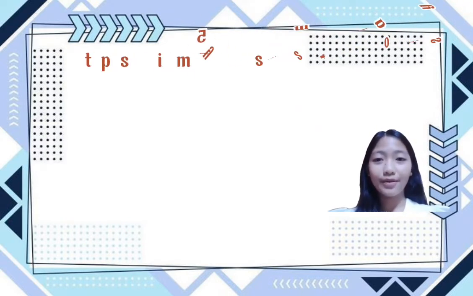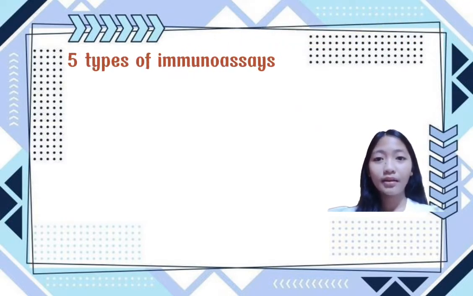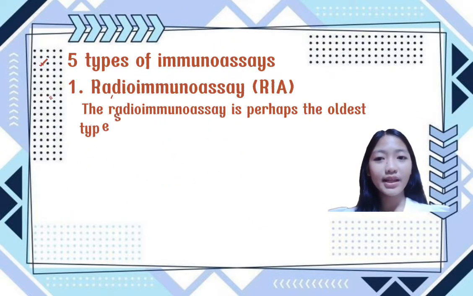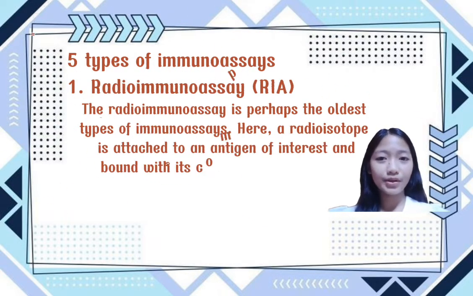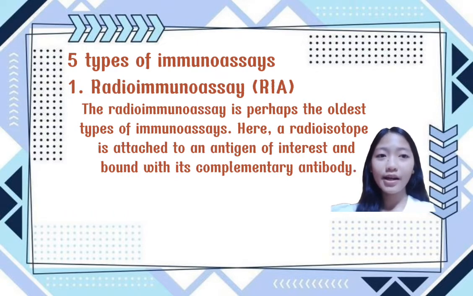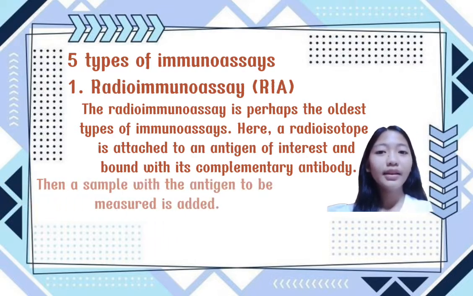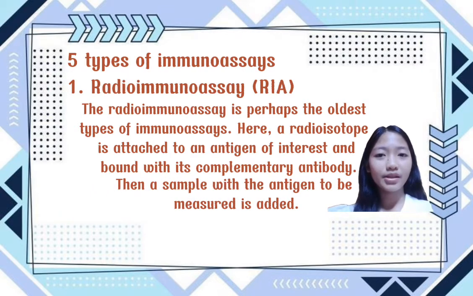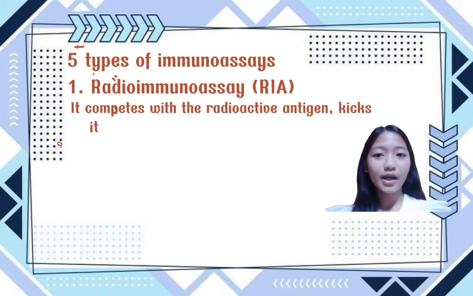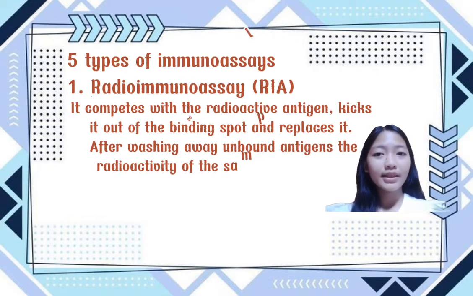Five types of immunoassays. Number 1. Radioimmunoassay. The radioimmunoassay is perhaps the oldest type of immunoassay. Here, a radioisotope is attached to an antigen of interest and bound with its complementary antibody. Then a sample with the antigen to be measured is added. It competes with the radioactive antigen, kicks it out of the binding spot, and replaces it.